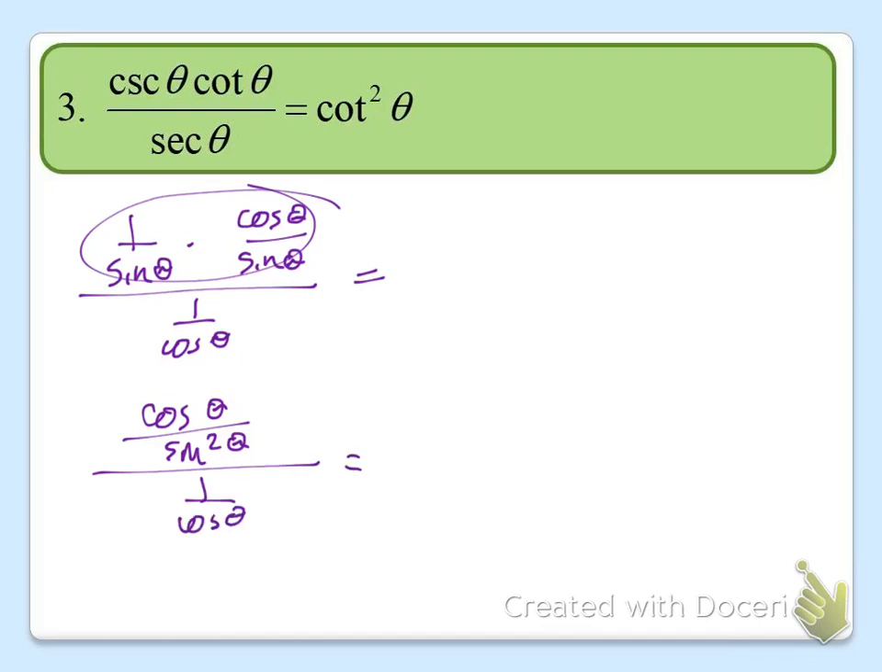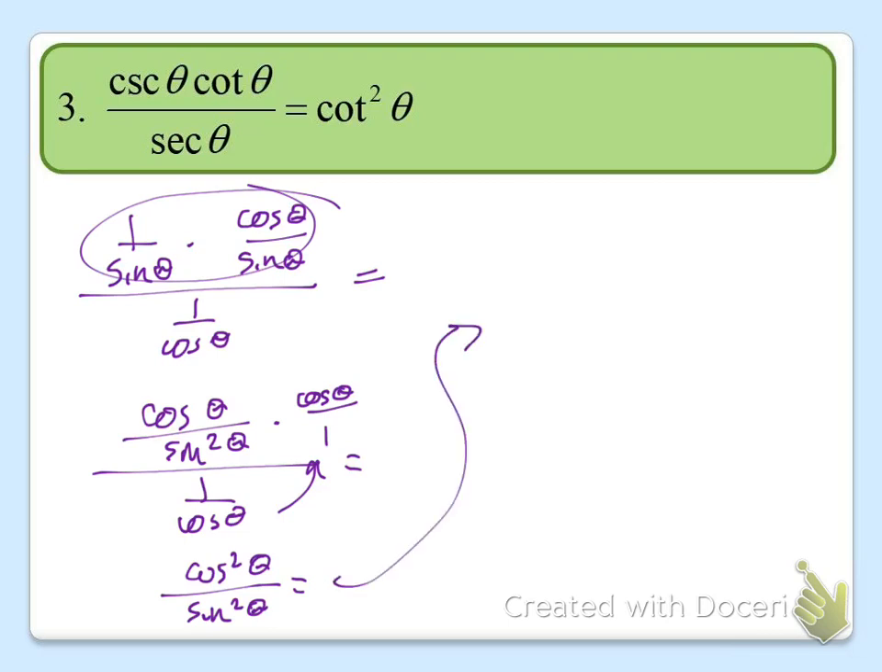We've already seen this once, but we can take this denominator, flip it over, and multiply it into the numerator. When we do, we get cosine squared theta over sine squared theta, which is just going to give you cotangent squared theta. Right? And that's been verified. Awesome.